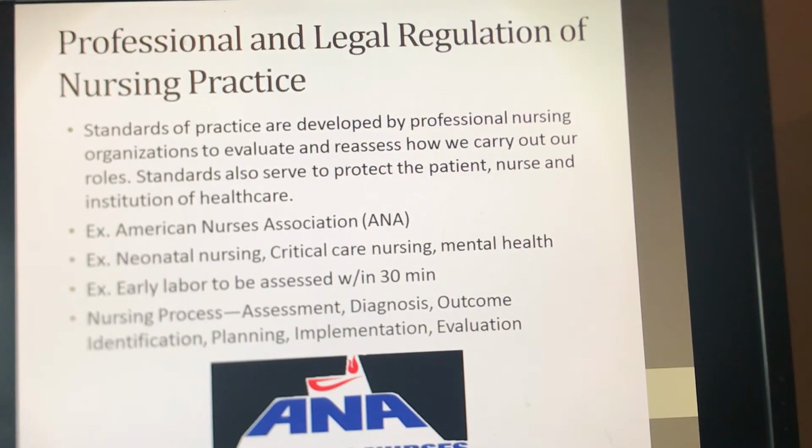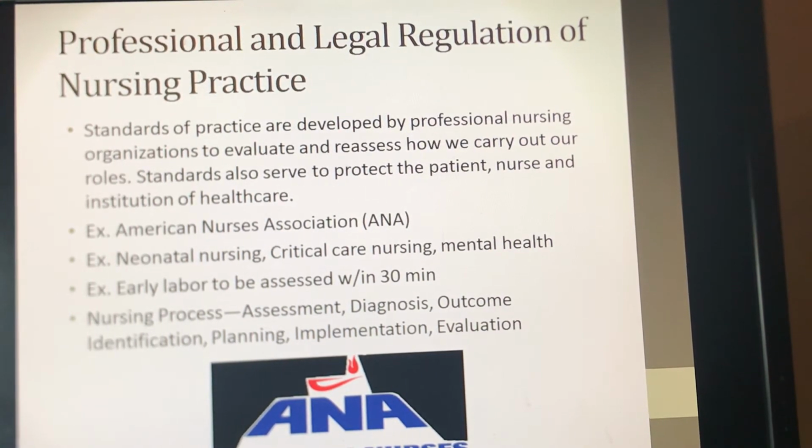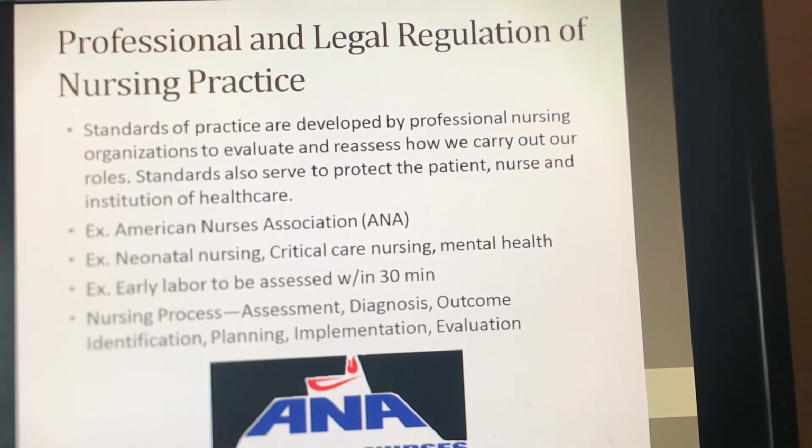Your standards of practice are developed by professional nursing organizations to help carry out our roles. So it's there to protect the patient, at some points the nurse and the institution of healthcare. But really it is to protect the patients. We look at the American Nurses Association, and so there are guidelines that are there.